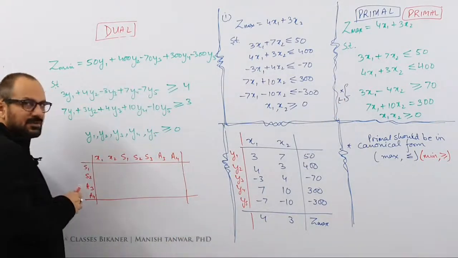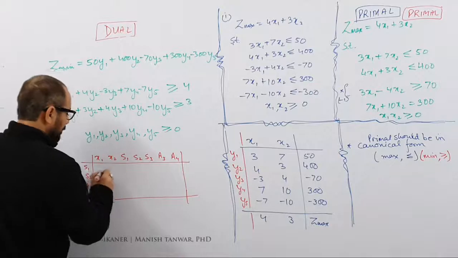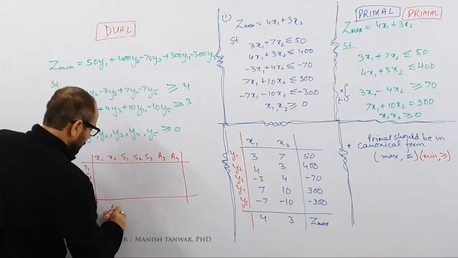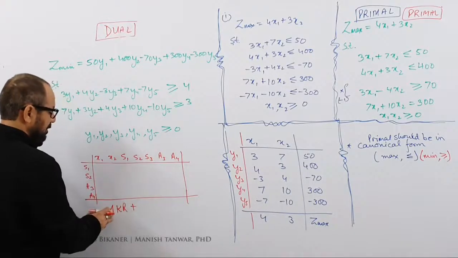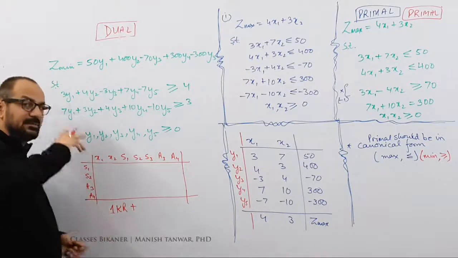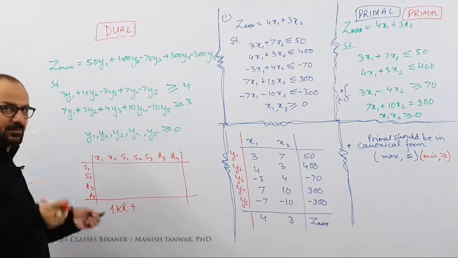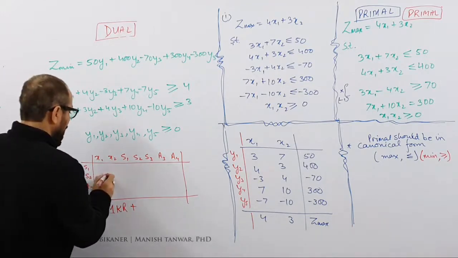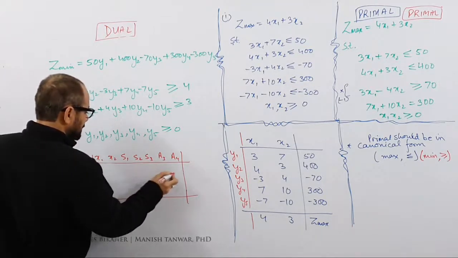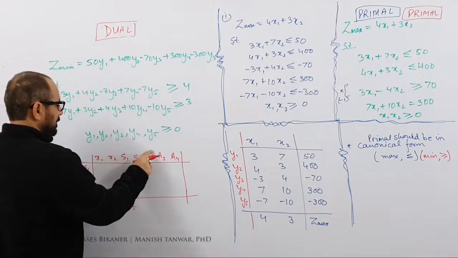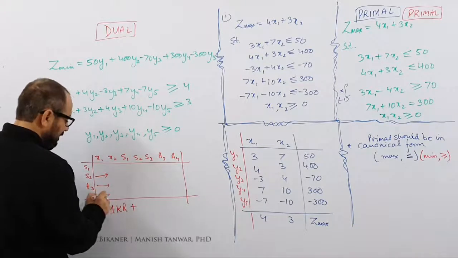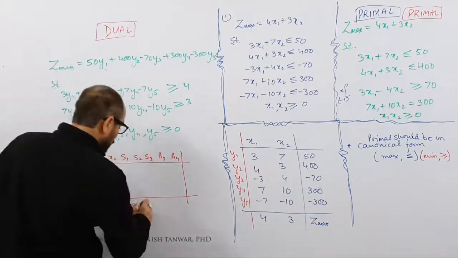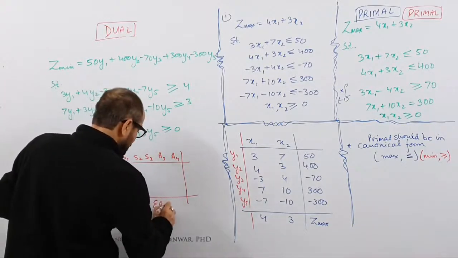One of these would have been the key row. How many calculations? One key row plus the remaining elements need to be converted. If you remember the simplex, I have 1, 2, 3, 4, 5, 6, 7. 7 in this row, 7 in this row, 7 in this row. 21 element operations.